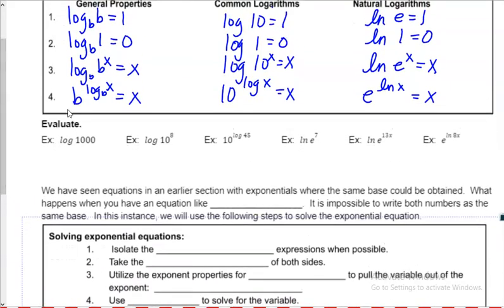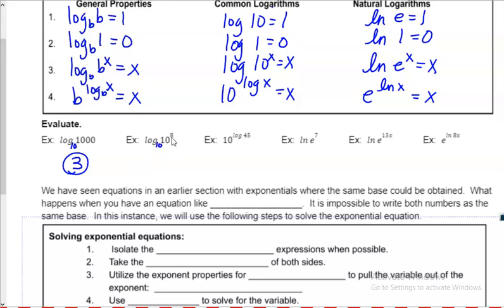Okay? So can we use those things up above to figure out what we have down here? So the first one, I'm looking at a base of 10. 10 to what power is 1,000? 10 times 10 times 10 gives me 1,000. So that power is 3. Log base 10 of 10 to the 8th.